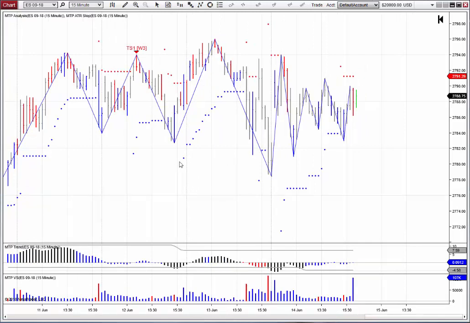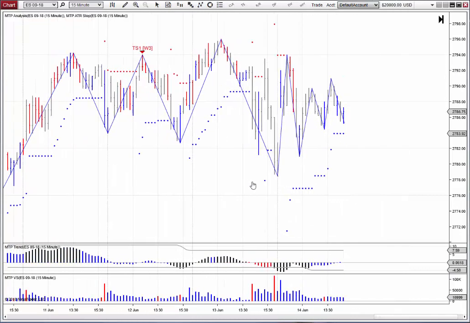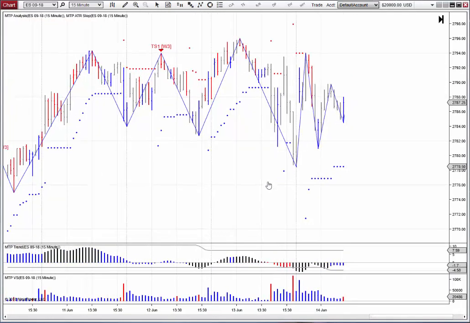So what do we do? Well, I'm just going to add a little bit more space to the right hand side here, and see what the chart looked like. If I scroll back, see what the chart looked like before we got up into the area of that TS3 sell. Can you see here how you had a pivot swing on the 15-minute chart?